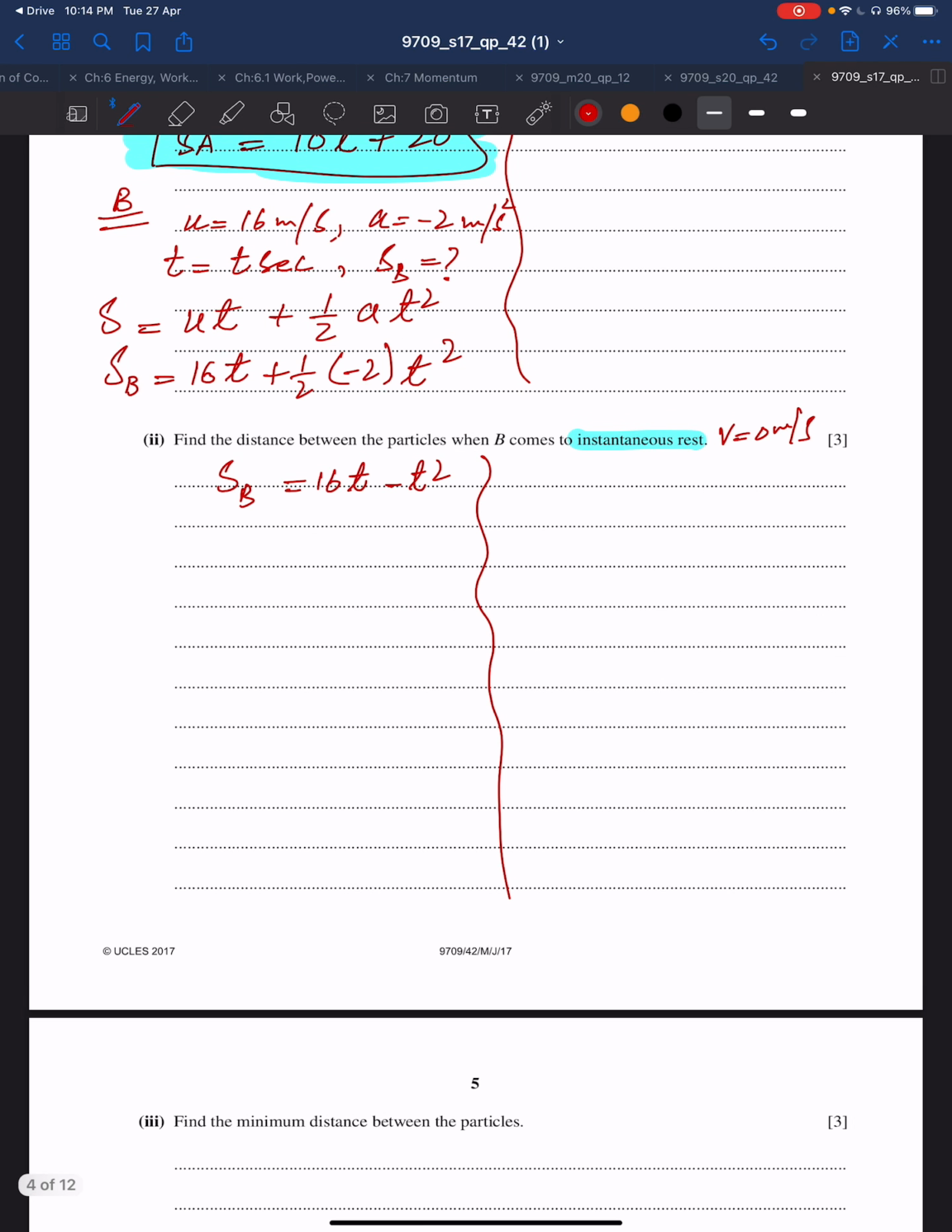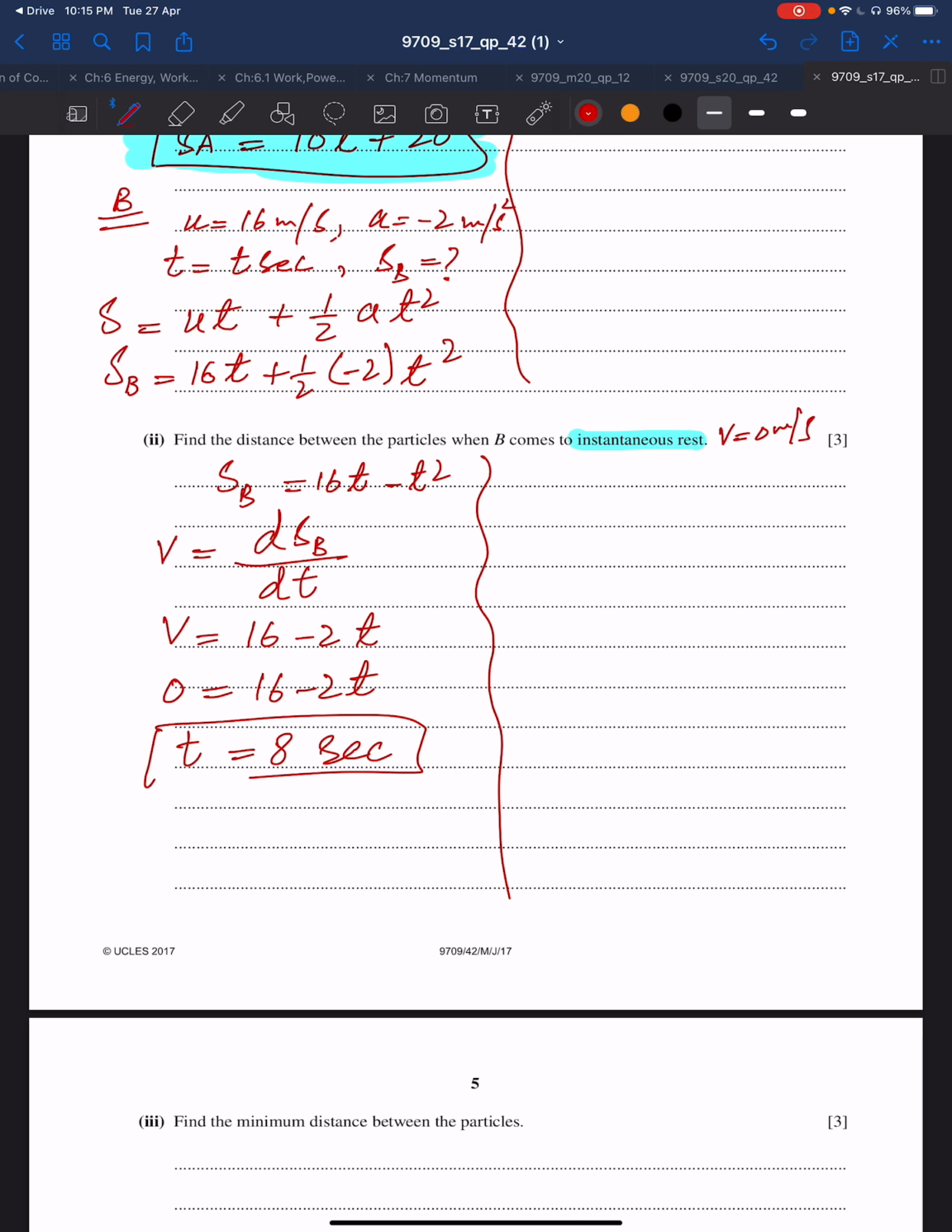So we'll find out the velocity. You know that velocity is equal to the derivative of displacement with respect to time. So V is equal to 16 minus 2t. We have to find out at what time the velocity will be 0. So we'll take velocity equal to 0, 16 minus 2t equals 0, and t is equal to 8 seconds. So at t equal to 8 seconds, the velocity becomes 0. That means particle B will be at instantaneous rest.